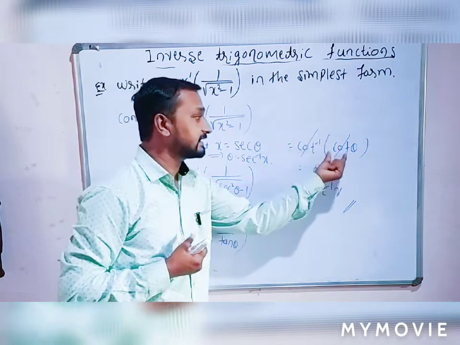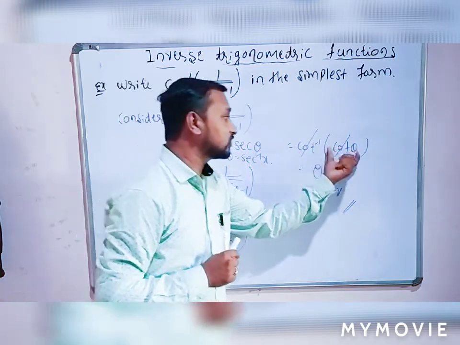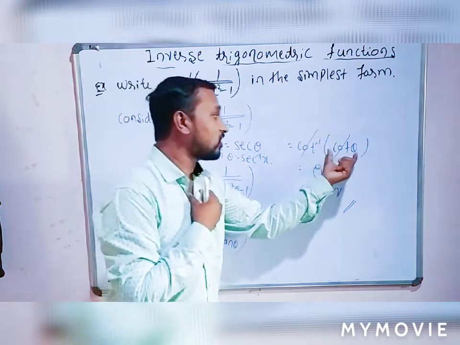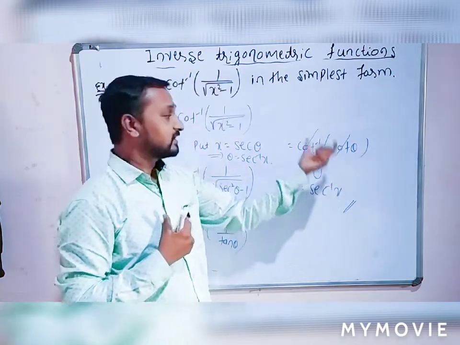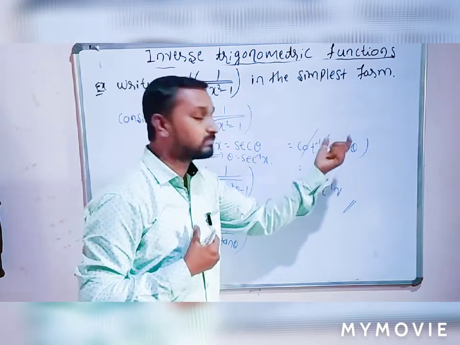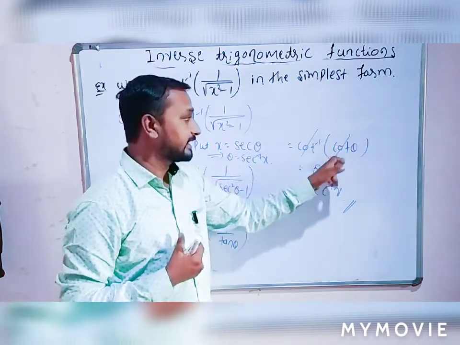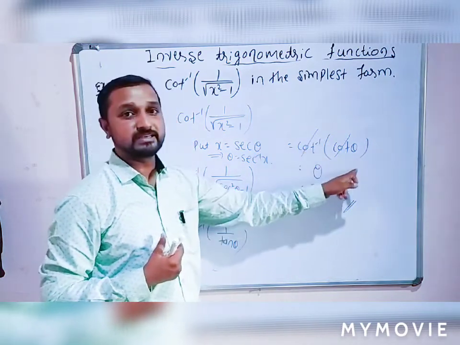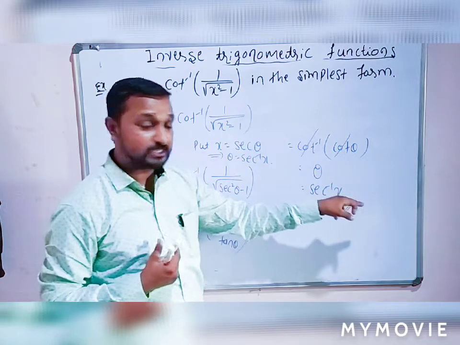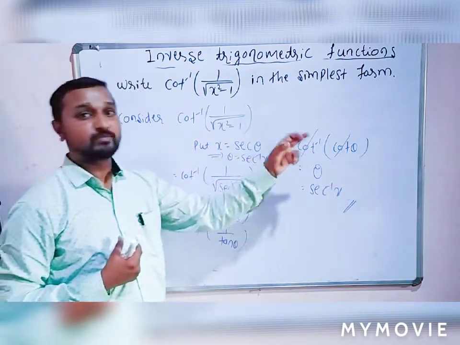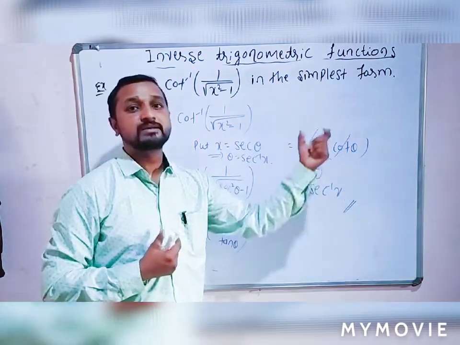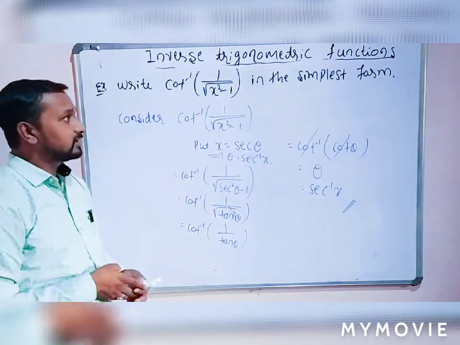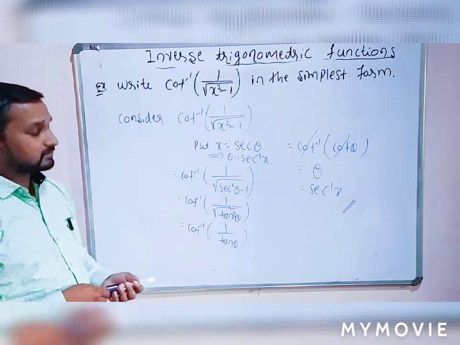But cot inverse and tan do not get cancelled. So convert that angle into another formula: tan theta can be written as cot of 90 minus theta. So cot inverse and cot cancel, and the remaining is pi by 2 minus theta. Pi by 2 minus theta, where theta is cosec inverse of x, gives pi by 2 minus cosec inverse x, which is nothing but sec inverse x. Is that clear? So students, write down this example.